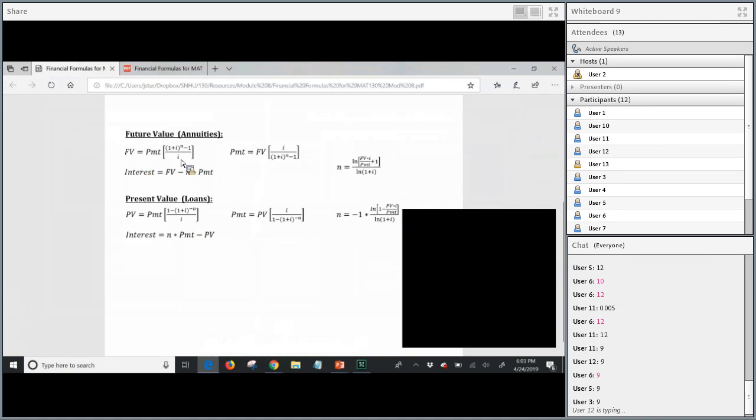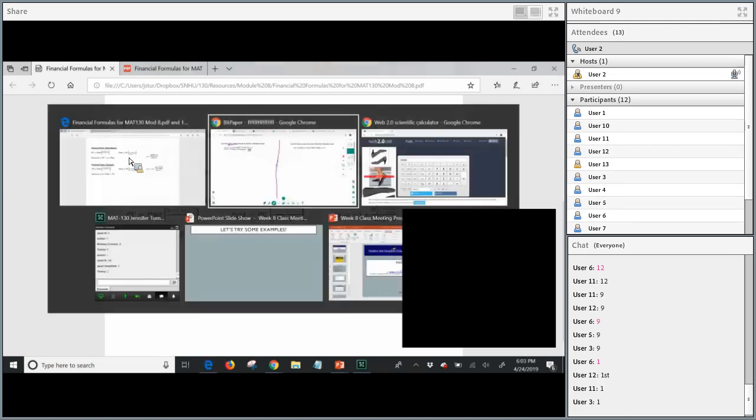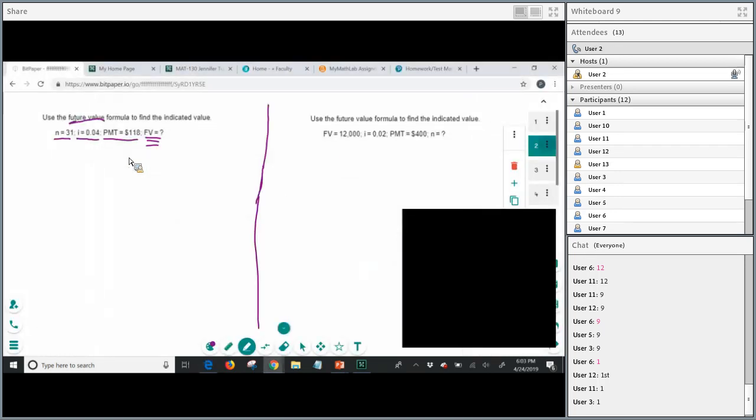So on this formula sheet, here we have 1, 2, 3 formulas for the same thing. Which of those 3 should I pick for this particular example? The first one, the second one, or the third one? Yes, we're going to pick this first one, right? Because the future value, which is what we were trying to find, is isolated all by itself on one side of the equal sign.